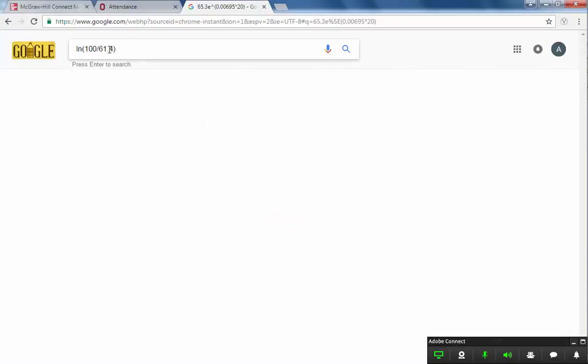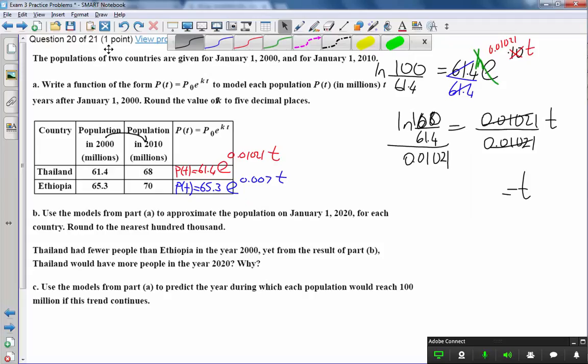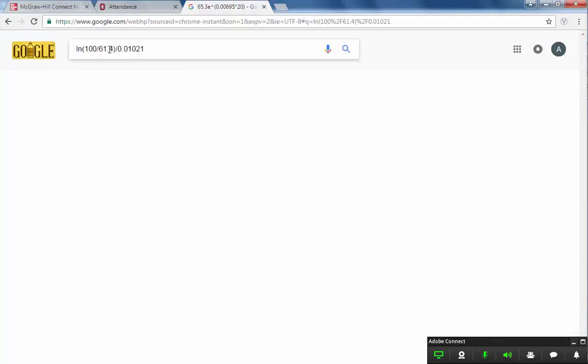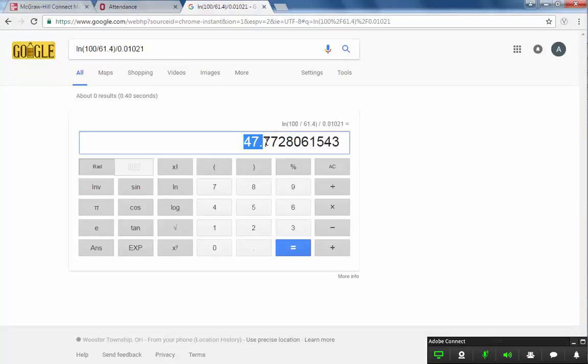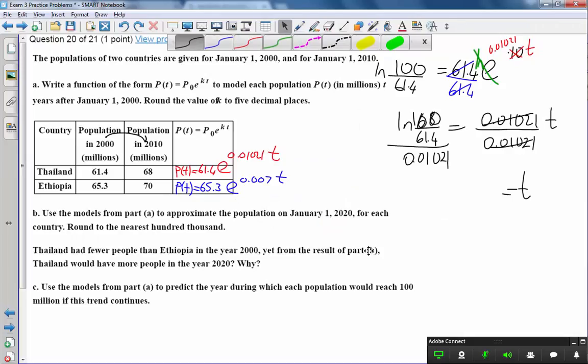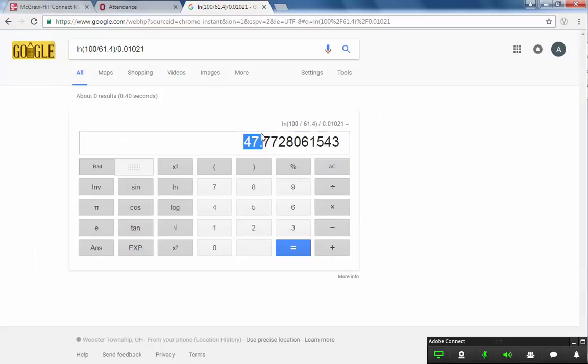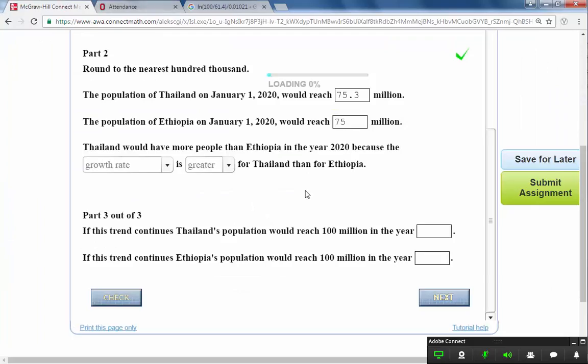0.4 divided by 0.0001. Agree? Here we go. 47 years. It's going to be 47 years after 2000, which is going to be 2047. You will be inside 2047, several months, but it says which year you will be. Okay?